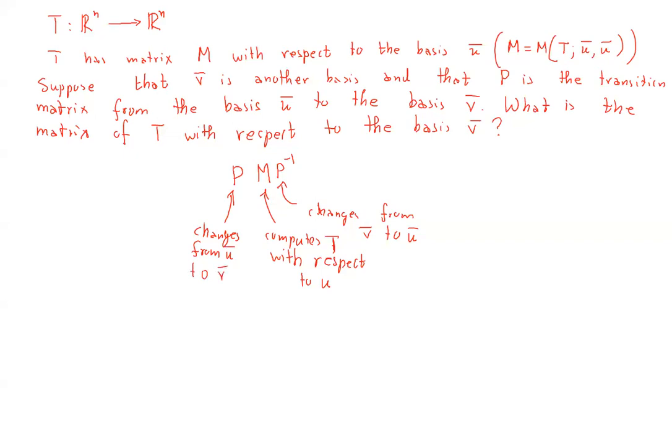So that's the answer. If you knew the matrix with respect to the basis U, then that's how you find the matrix with respect to the basis V, and the main ingredient is the transition matrix. In fact, such matrices, the matrices M and P, M, P to the negative 1 are called similar.